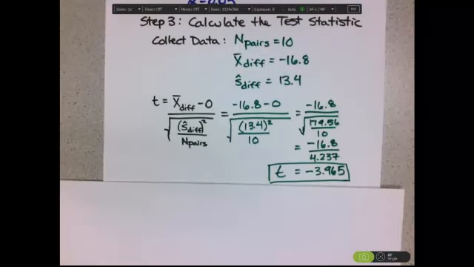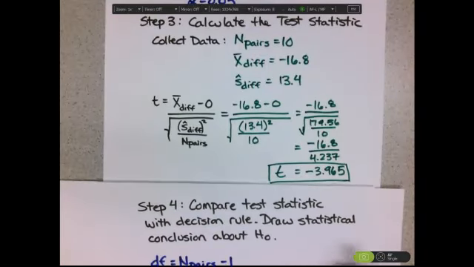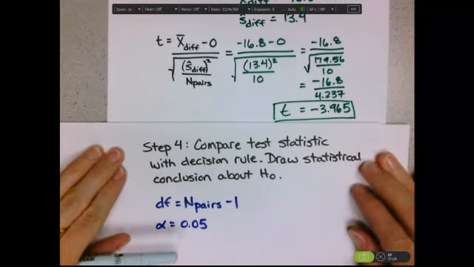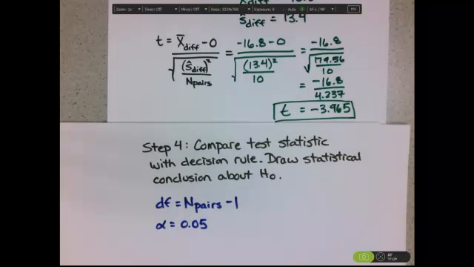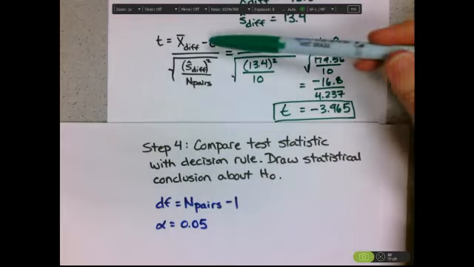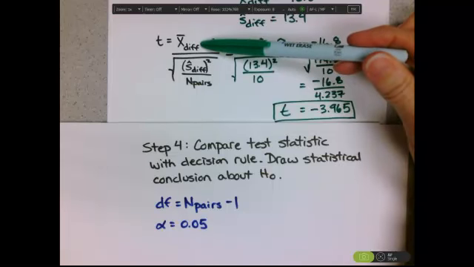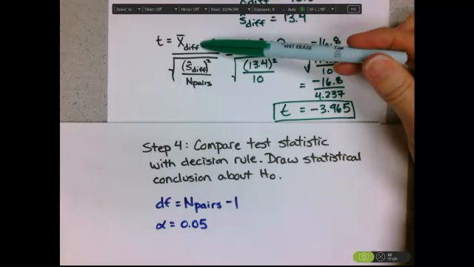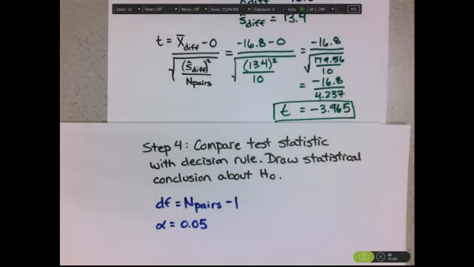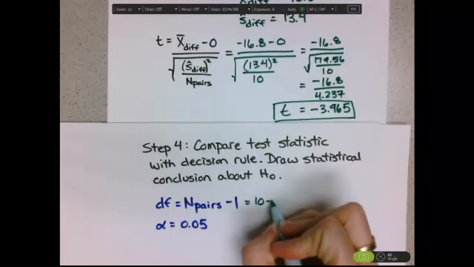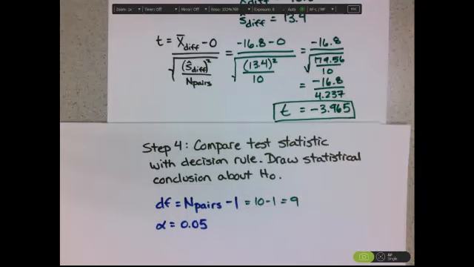and you should know what our next step is. That's to compare our test statistic with our decision rule, and then draw a statistical conclusion about our null hypothesis. So we need to figure out our degrees of freedom. This time, our degrees of freedom is based on the number of pairs minus 1, and it's minus 1 because we only had to estimate one mean from the data that we have. So that's the mean of the differences. Whereas in the two-sample t-test, we had to estimate two means from samples, one of the means for each of the treatment groups that we had. So our number of pairs minus 1 is 10 minus 1, which is going to be equal to 9, and our value of alpha is the standard of 0.05.